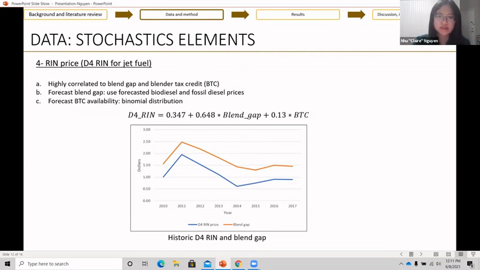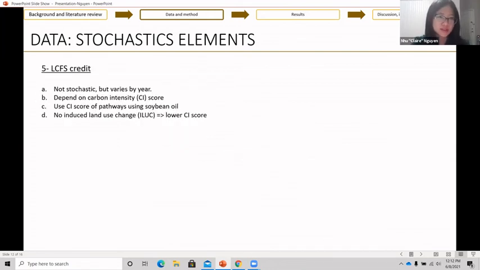And to forecast the BTC availability, because the BTC is just available in a number of years, we first fit the binomial distribution on the historic availability of the BTC, and we apply the resulting binomial distribution to forecast the BTC availabilities for the 20 years of production. And once we have the forecast of blend gap and BTC availability, we can easily forecast the D4 RIN price.